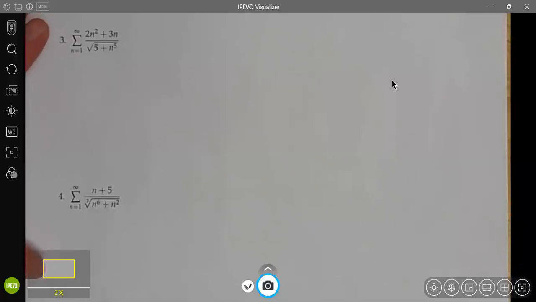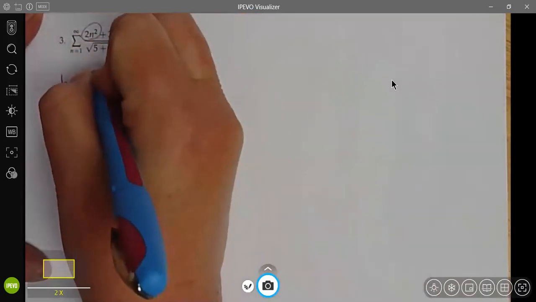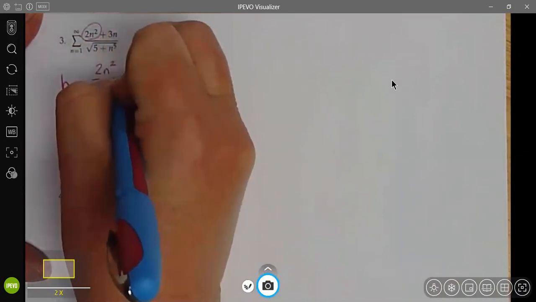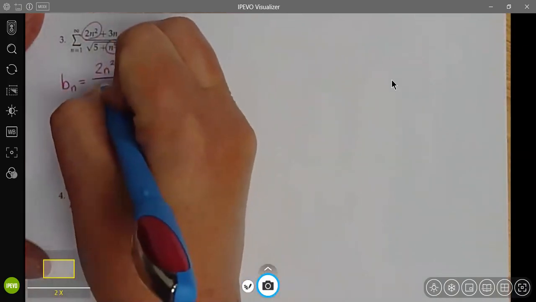Let's take a look at number 3 for the limit comparison test. So I have the series n equals 1 to infinity of 2n squared plus 3n over the square root of 5 plus n to the fifth. For my b sub n, my biggest term in the numerator is that 2n squared, so I get a 2n squared. And for the denominator, that n to the fifth under the square root is going to be my bigger term. And I'm going to write that as n to the 5 halves.